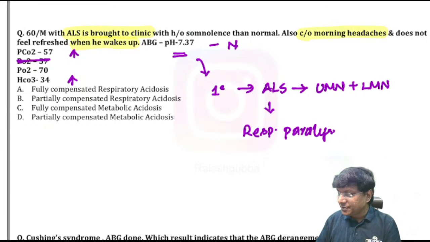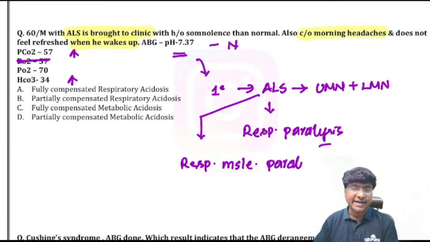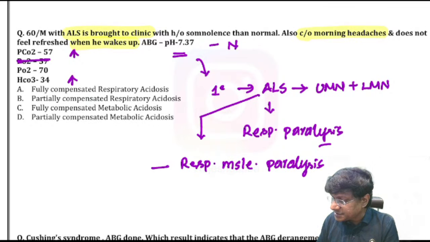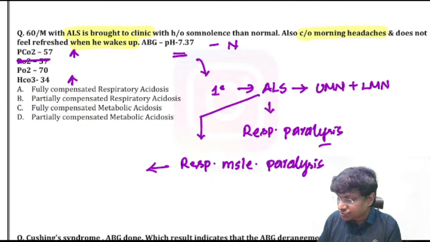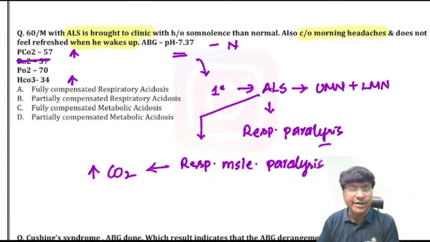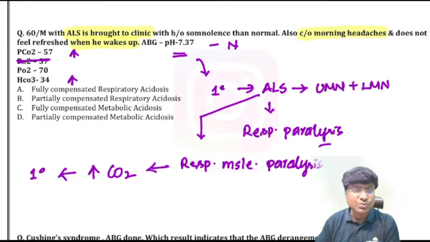Why? Because in amyotrophic lateral sclerosis, at the end, there will be respiratory muscle paralysis. So once there is respiratory muscle paralysis, the individual will end up in respiratory paralysis, causing the death of the individual. And once there is respiratory muscle paralysis, what will happen to carbon dioxide? Carbon dioxide washout does not occur. So there will be an increase in carbon dioxide levels in the patient. So this will be the primary event.